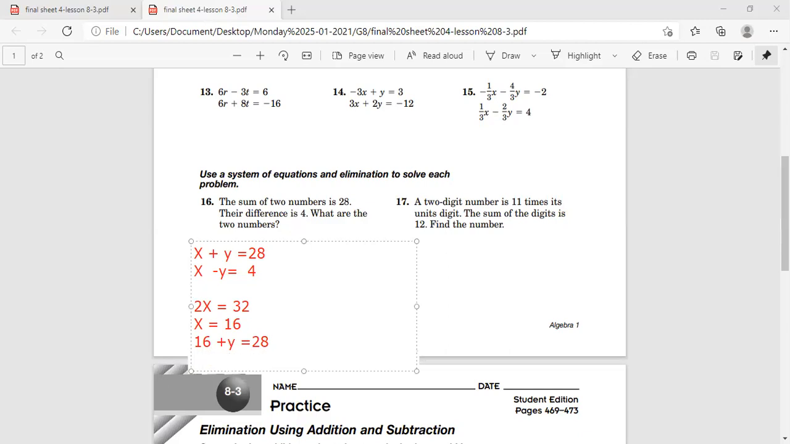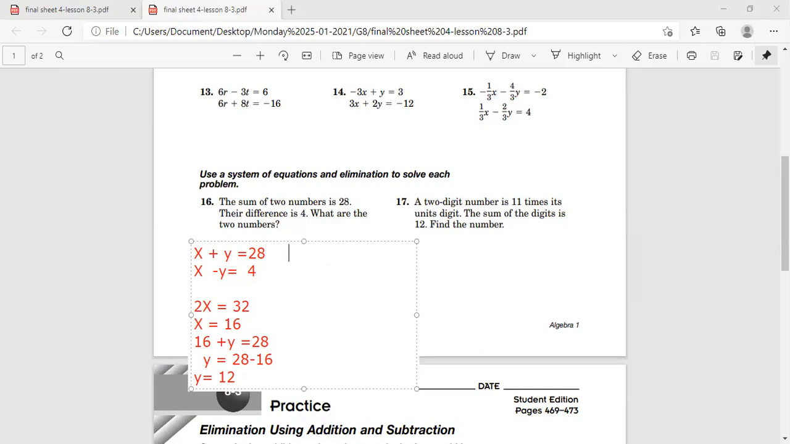Then y equals 28 minus 16. Then y equals 28 minus 16 equals how many? 12. Then we found the two numbers now, right? The first one is 16 and the second one is 12.